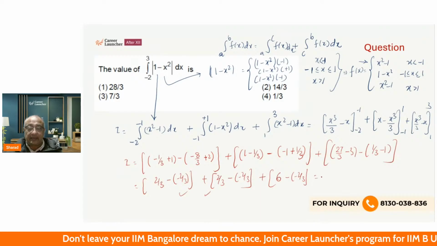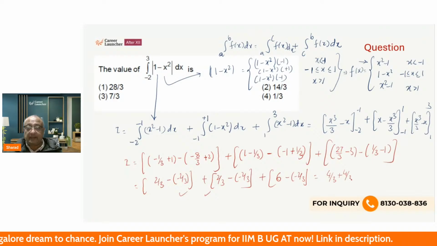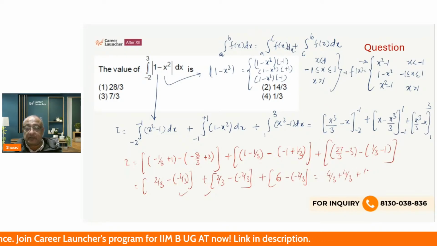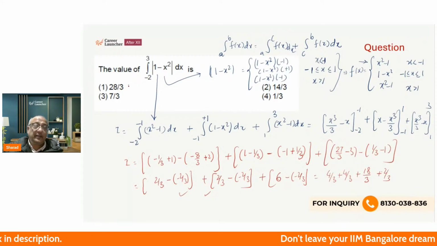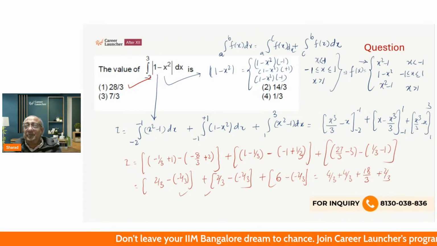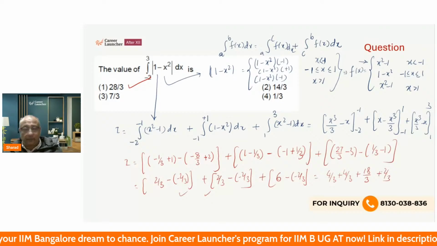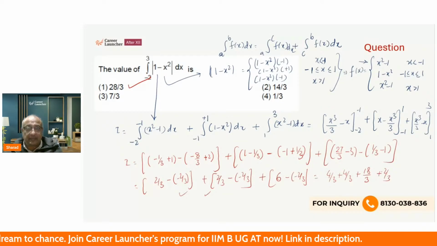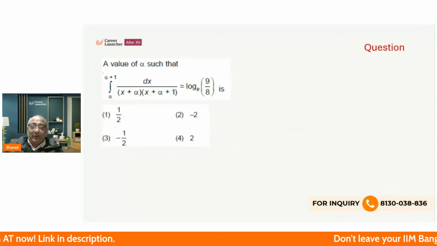So let us now add. This is 4 by 3 plus 4 by 3 plus 6, which we write as 18 by 3, easier, plus 2 by 3. So how much is it? 20, 4, 28. 28 by 3. It is so methodical, but it will take time. So be careful if you're doing this sum in your entrance exam. It will take 3 to 4 minutes to crack it. It looks easy, but it will take time. Okay. Now let us do one more question.